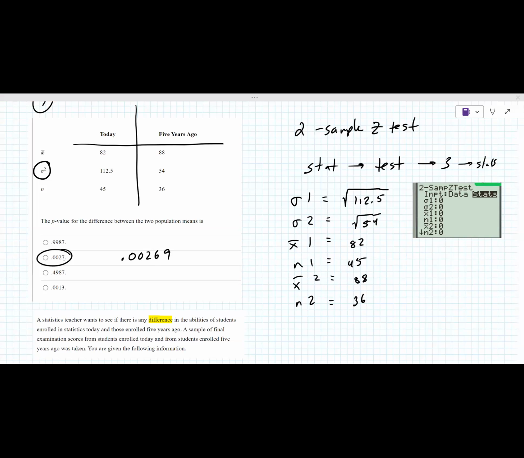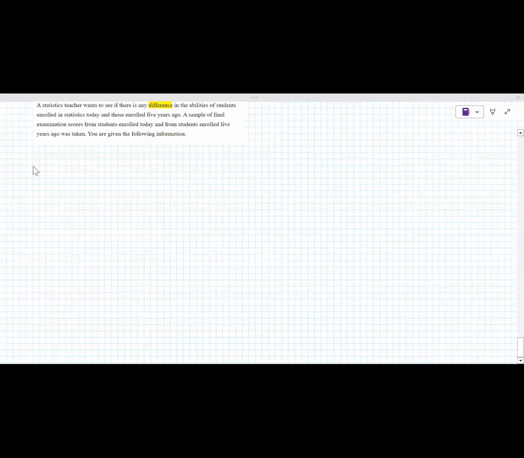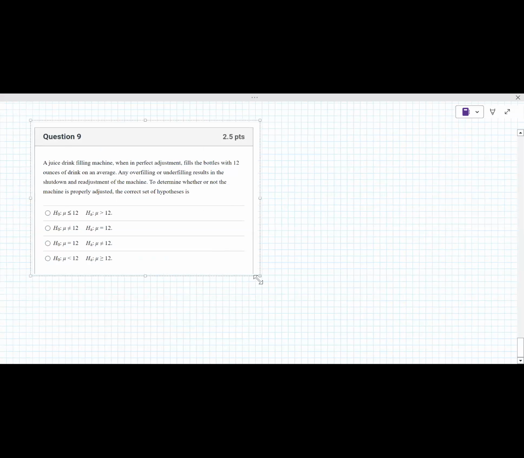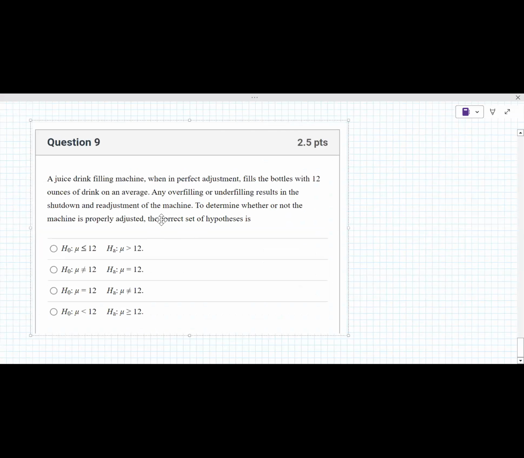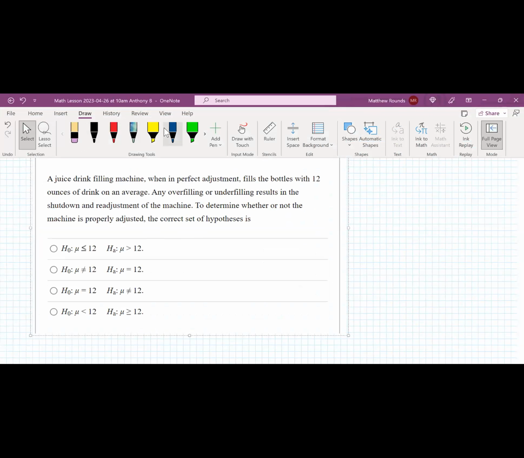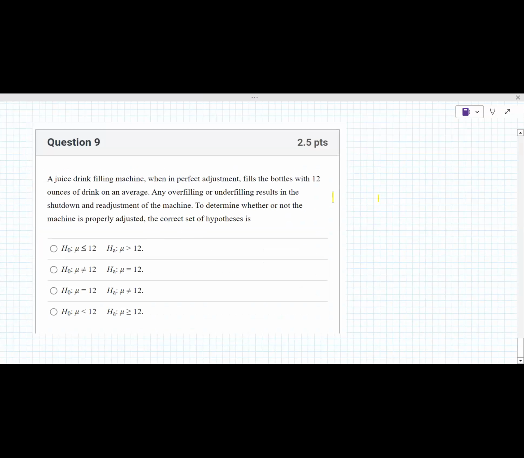Let's look at 9 because it's really important to know the direction of the null and alternative hypothesis. So when you're reading this, you're looking for language like bigger, smaller, increase, decrease, changes, difference. Okay. So let's take a look here. A juice drink filling machine, when in perfect adjustment, fills the bottle with 12 ounces of drink on an average. Any overfilling or underfilling results in the shutdown and readjustment of the machine. To determine whether or not the machine is properly adjusted, the correct set of hypotheses is.